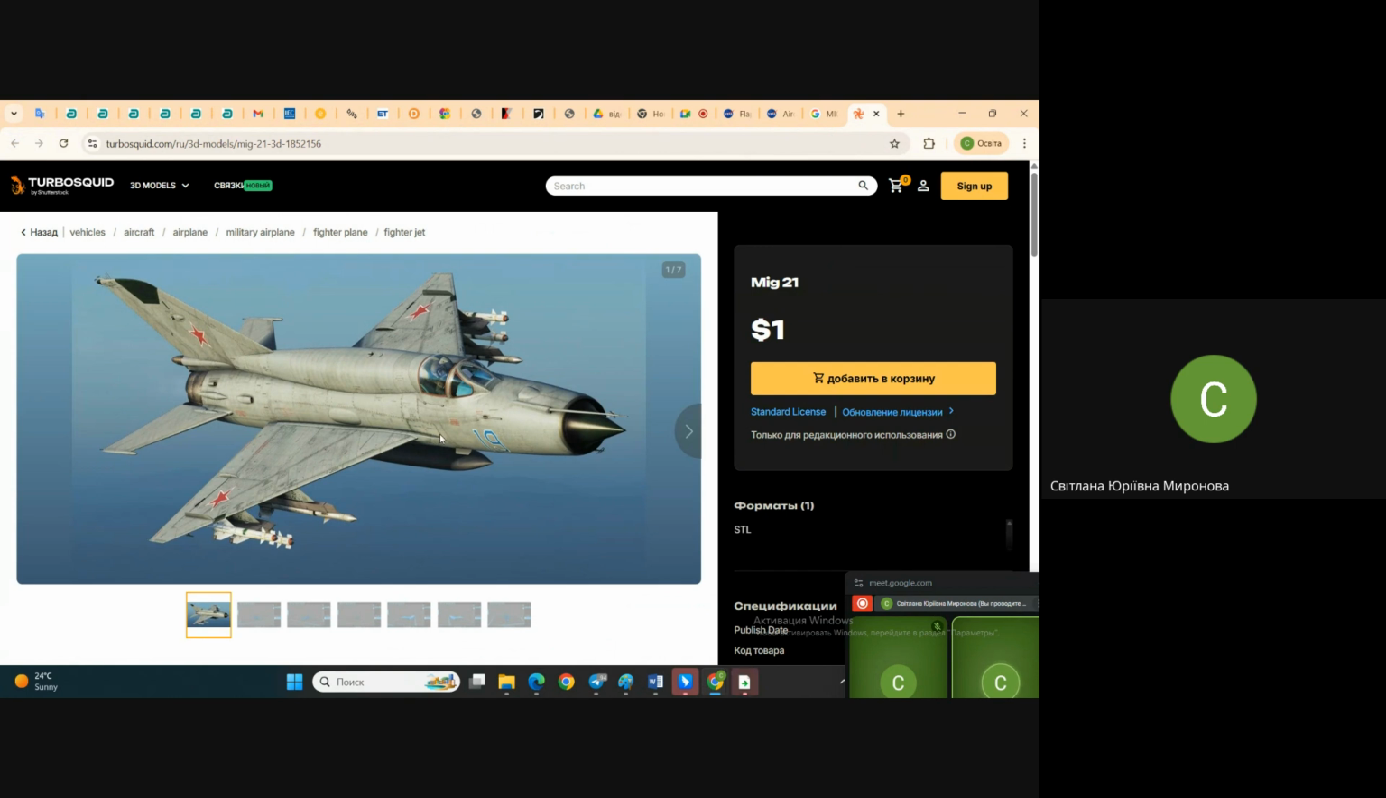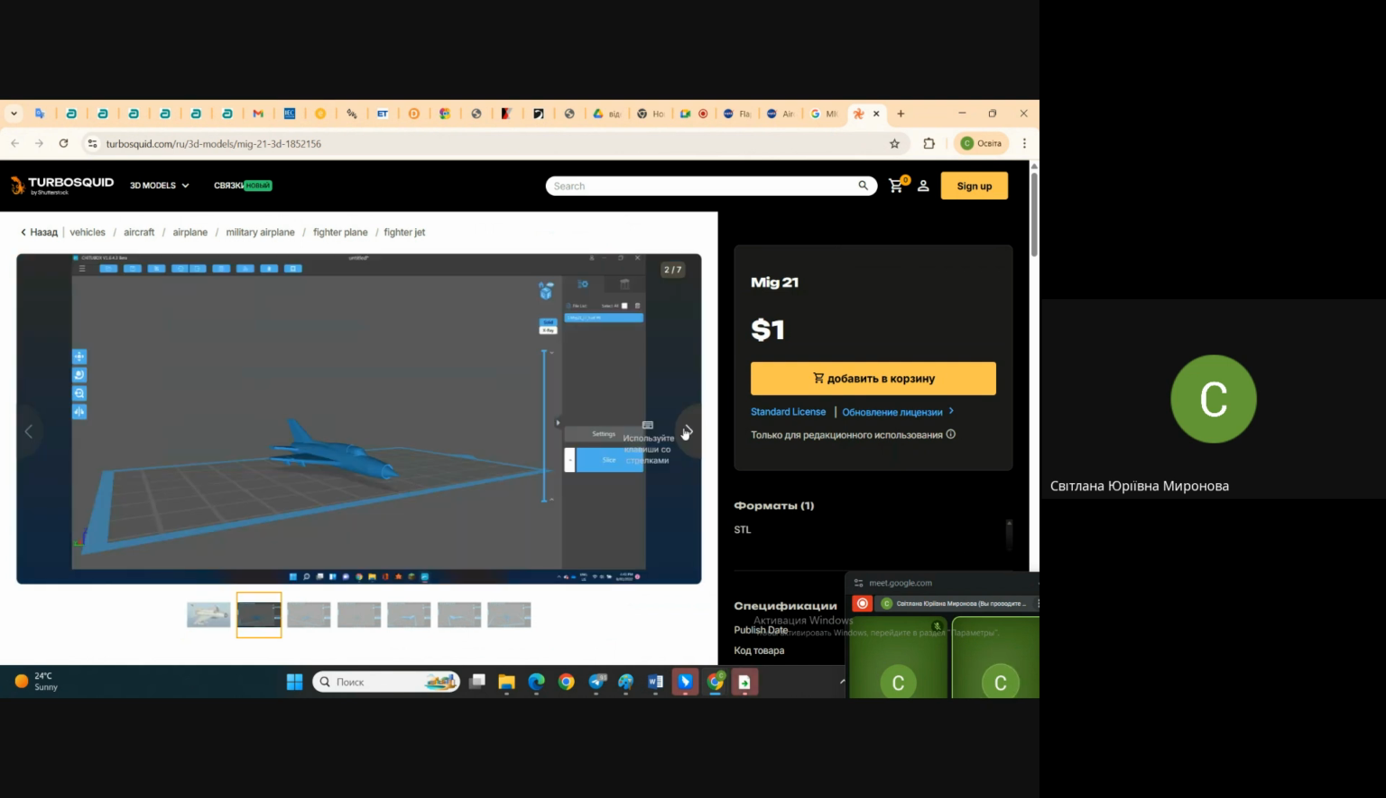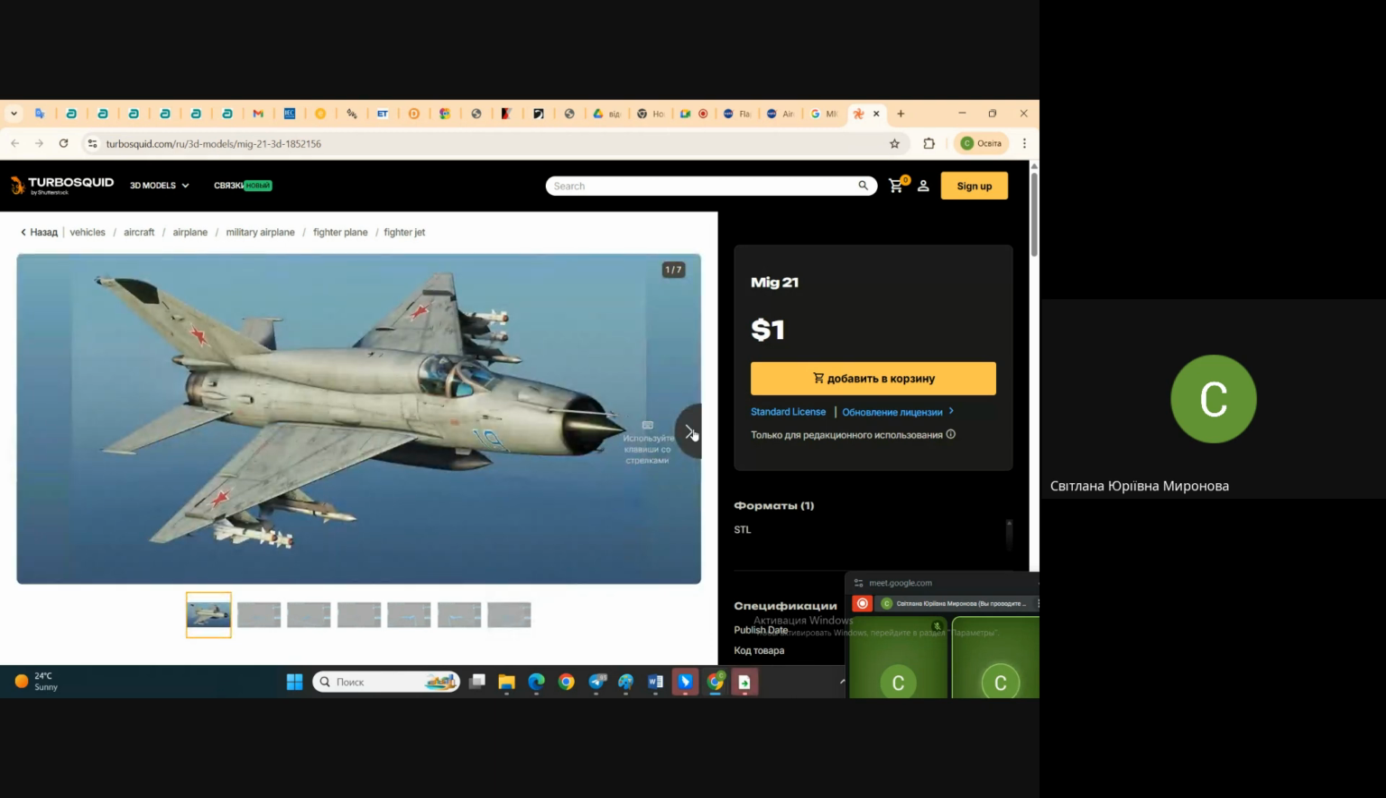They propose to buy me an airplane for $1. Funny. Maybe I misunderstand something. Maybe they propose to buy this picture for $1. No idea, really. Beautiful place. Look what we have found. Maybe they mean to buy the model. I will not check what they propose.